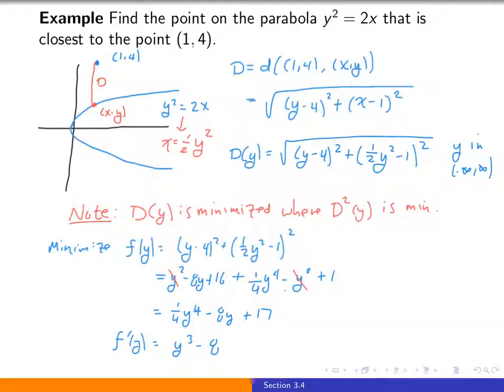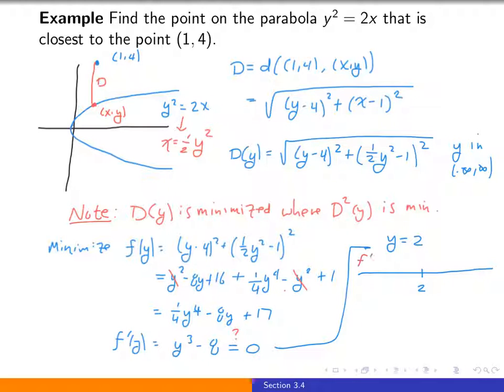And what we would like to know is, where is this derivative equal to 0? Well, y cubed minus 8 equals 0 precisely when y equals 2. So we have one single critical point. What we would like to know is, does this critical point correspond to a maximum or minimum? And just because there's one critical point, we can't assume that that's the thing that answers our question. We always need to go back and check and verify that this really is the case.